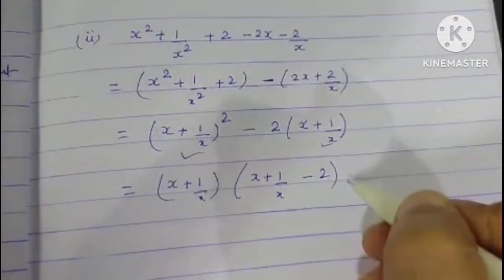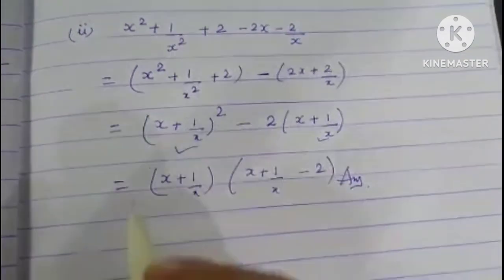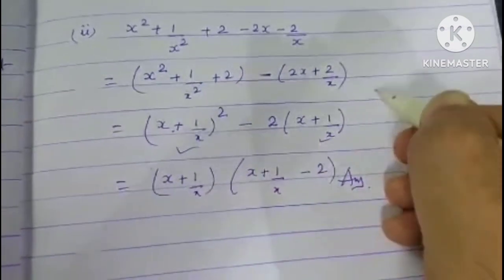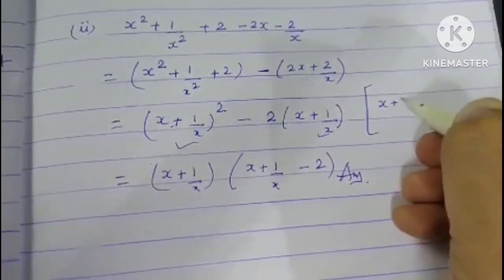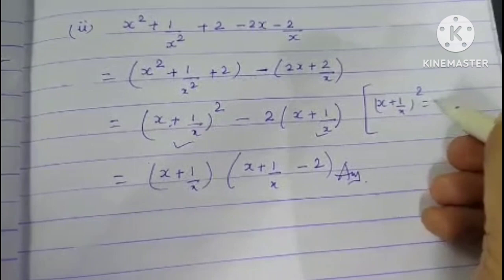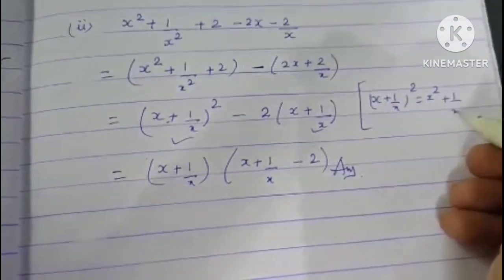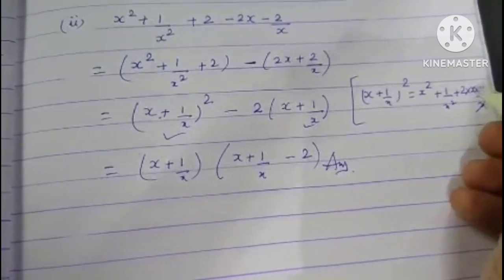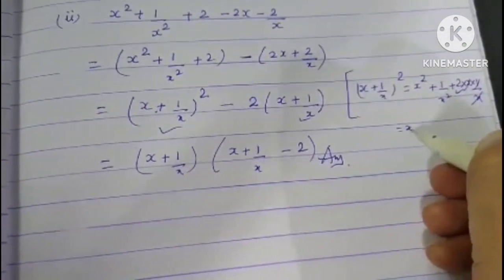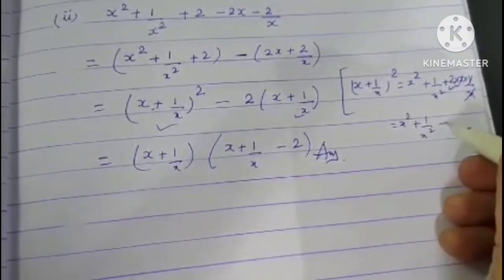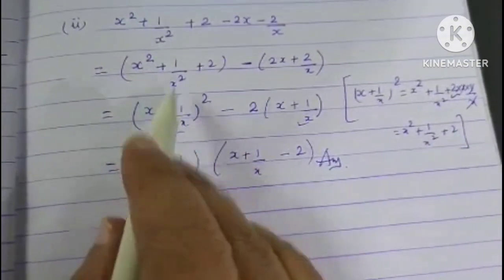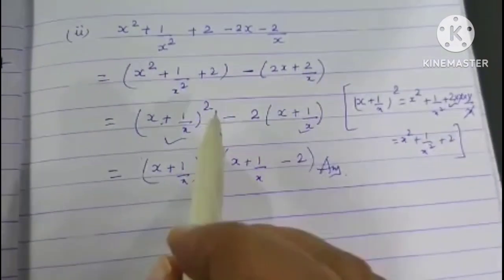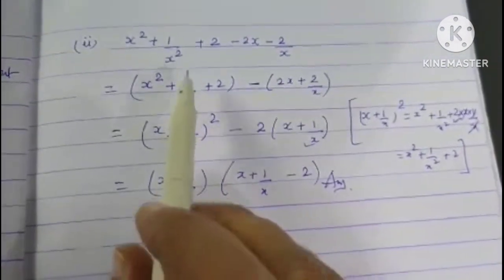So this is the correct answer. We have directly replaced this by this, because you can write it here: (x + 1/x)² = x² + 1/x² + 2 · x · 1/x, which ultimately will become 2, so that is equal to x² + 1/x² + 2. So we have directly written it like this, and we are benefited with this grouping.